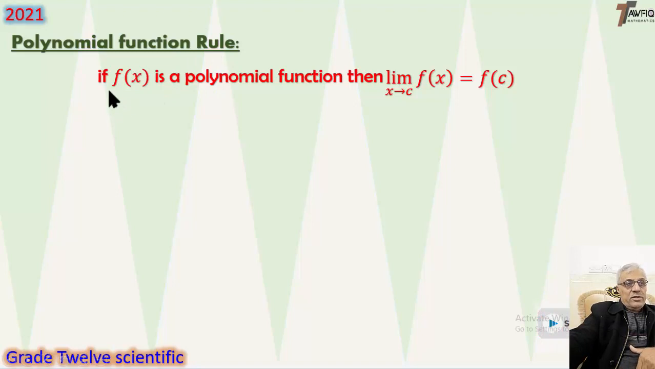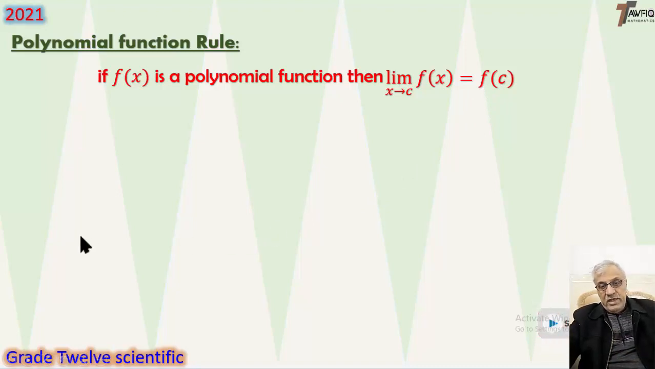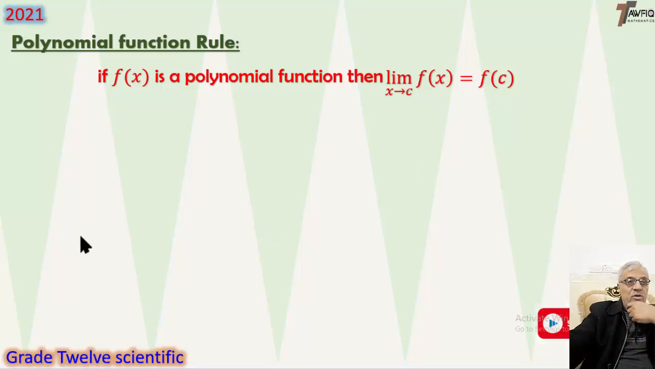Polynomial function rules. If f(x) is a polynomial function, then the limit of f(x) as x approaches c is equal to f(c). That means we are replacing the value of c in place of x.